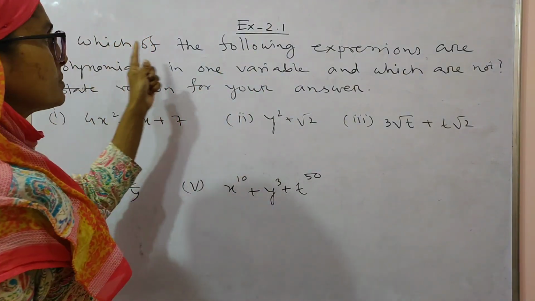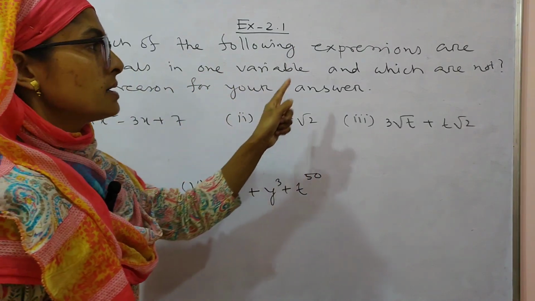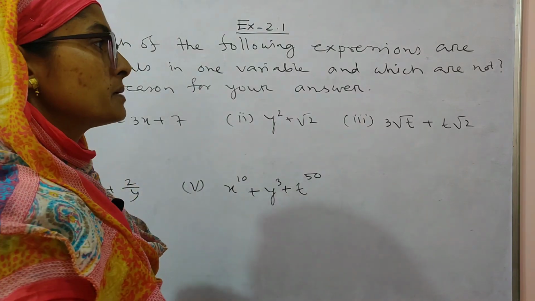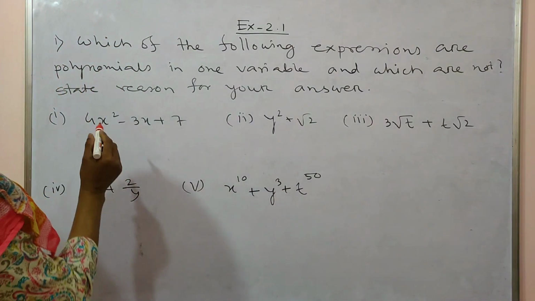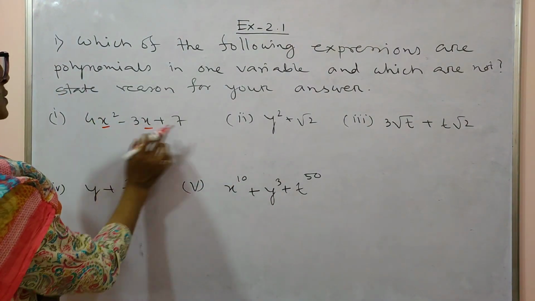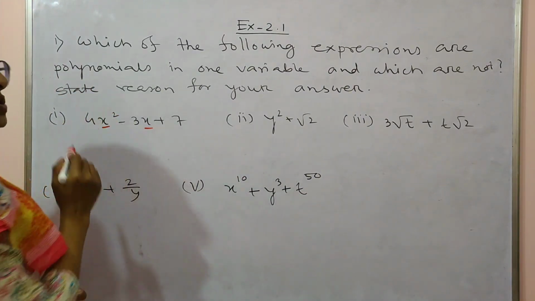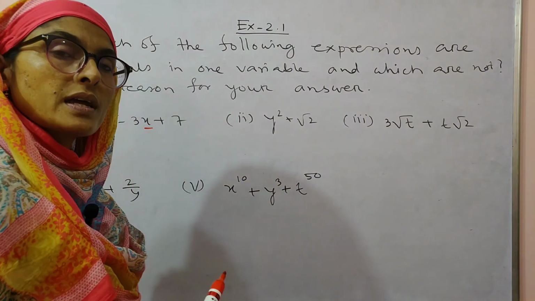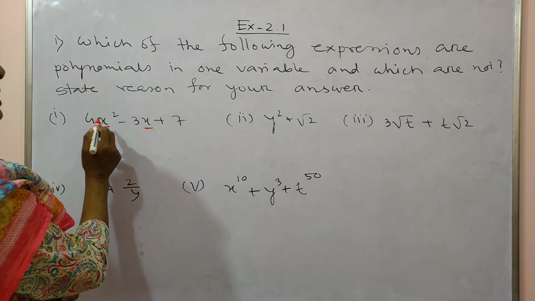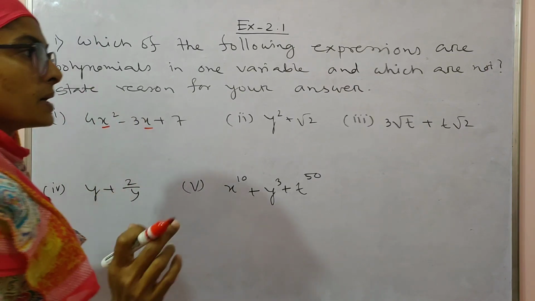Number 1. Which of the following expressions are polynomials in one variable and which are not? State the reason for your answer. Polynomial in one variable, here x. So one variable. Now you have to check the highest power. What is the highest power? The highest power is 2, and the exponent should be a whole number. Remember this? So this one is a polynomial in one variable, and this is a quadratic polynomial.